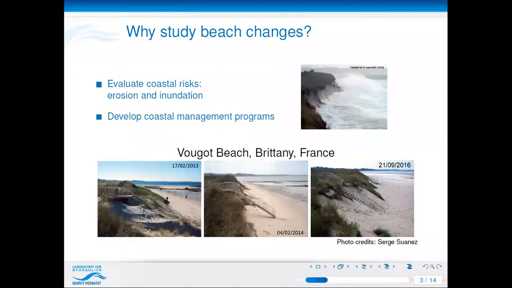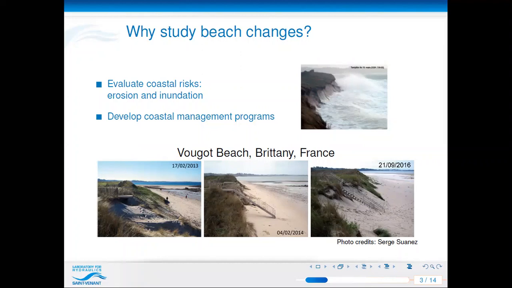Why are we interested in studying beach changes? As most of you who are present know, we're quite interested in evaluating coastal risks, in particular erosion and inundation. As shown in the bottom plot, figures here over a 3.5-year time period at Vougot Beach in Brittany, France, we see the evolution of the beach from 2013 to 2016, where the pictures are taken in nearly the same location, and we see the staircase going down to the beach, where in 2013, we see that there was a well-developed dune that was built around the staircase.